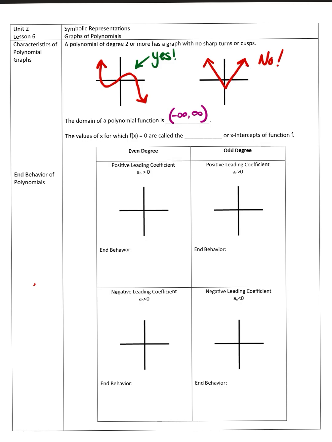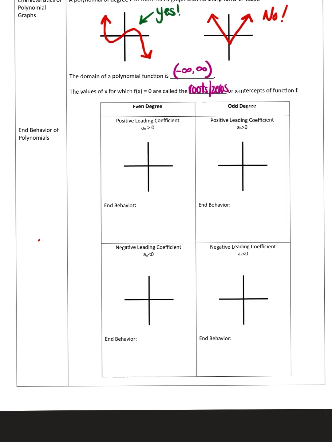Then the values of x for which f of x is equal to 0, we talked about these before. These are called the roots or the zeros or the x-intercepts of function f. All right, so those are the characteristics of polynomial graphs.